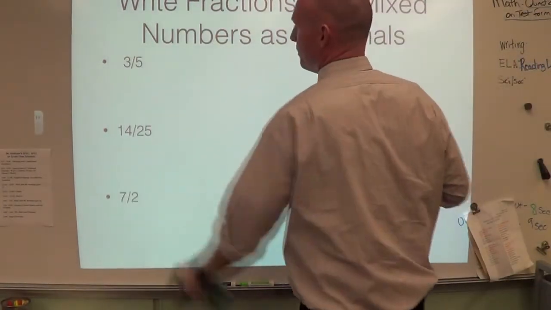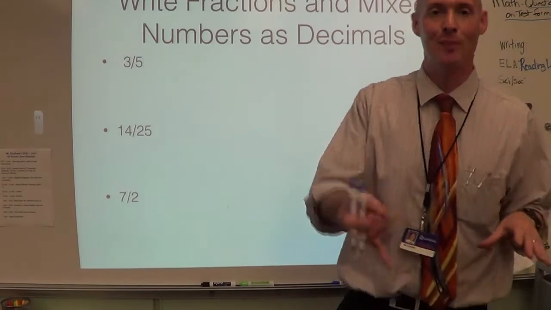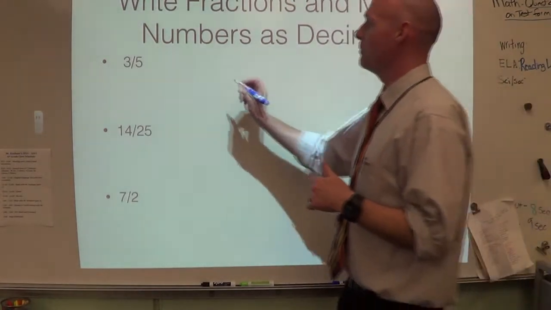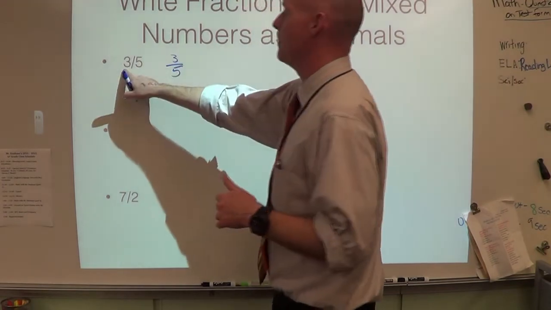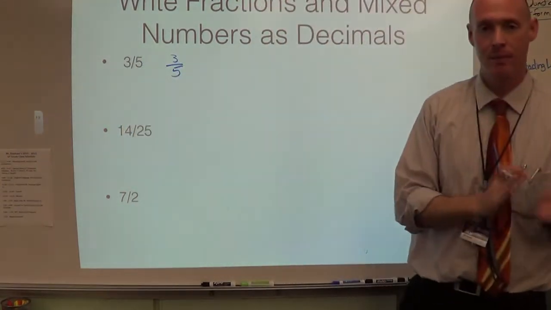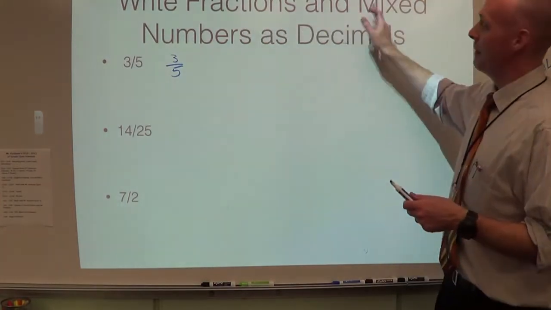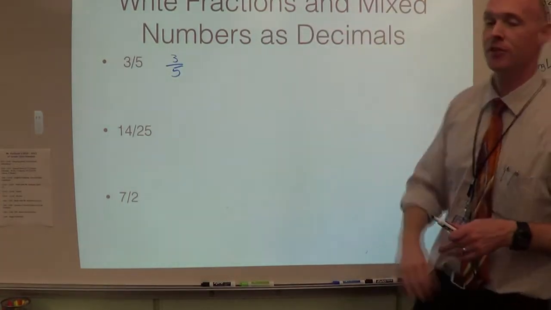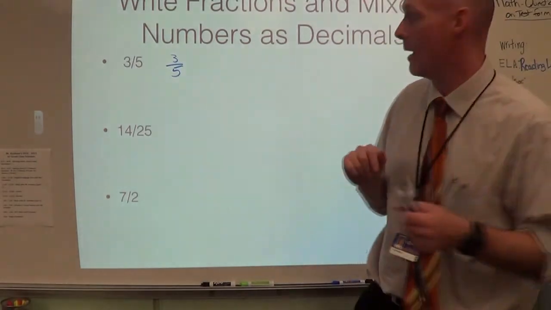All right, so here I have 3/5, and I just don't like the way it came out on the computer or on your note sheet, so I'm just going to rewrite it as 3/5, with 3 being my numerator, 5 my denominator. Okay. Write fractions and mixed numbers as decimals. So, how can I turn 3/5 into a decimal? Well, let me show you how.